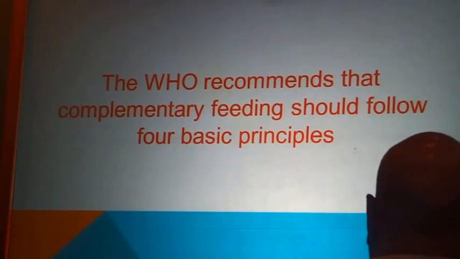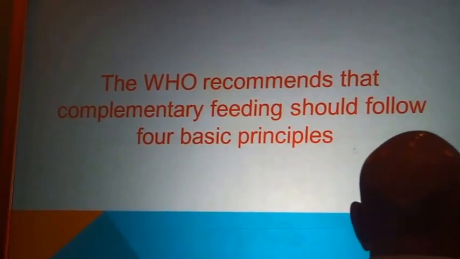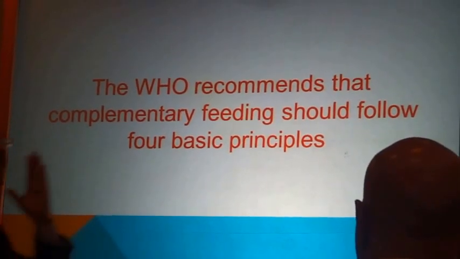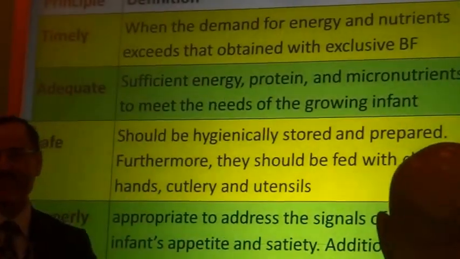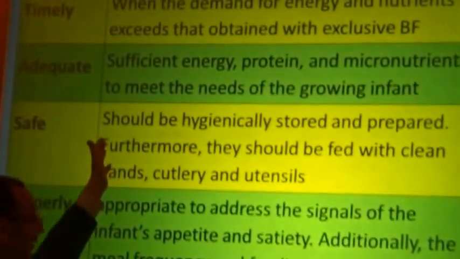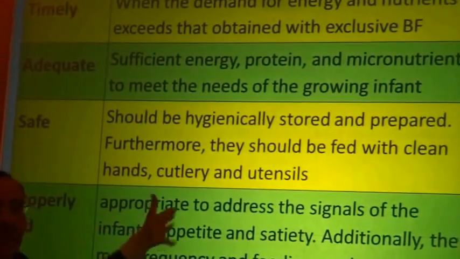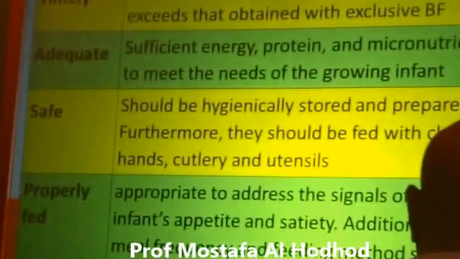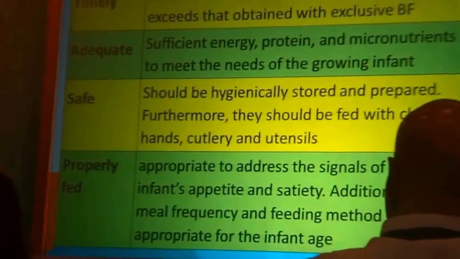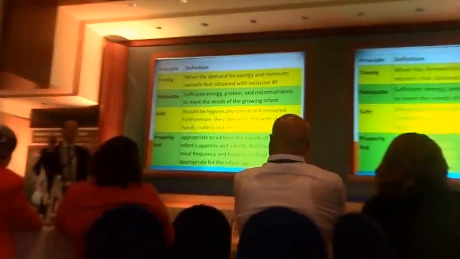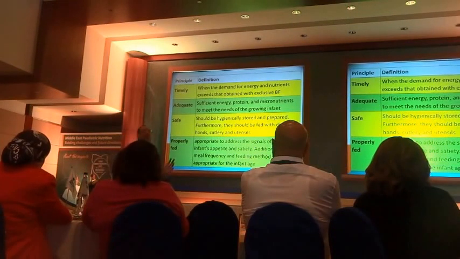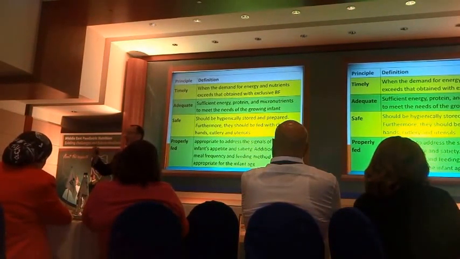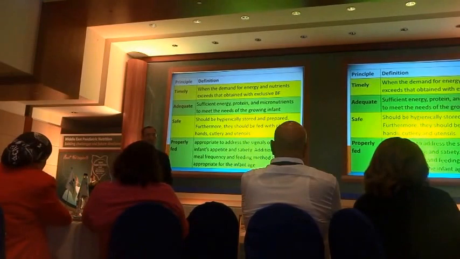WHO recommends that any complementary feeding should guarantee 4 items. Timely, when; adequate, what; safe; and properly fed. You should discuss in your guidelines when, you should discuss in your guidelines what, you should discuss in your guidelines how to make it safe, and you should discuss in your guidelines how to introduce or administer this food, the way you give it.